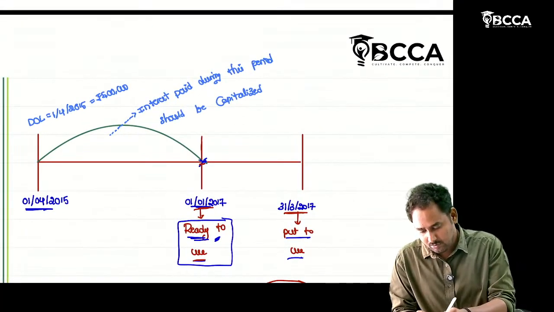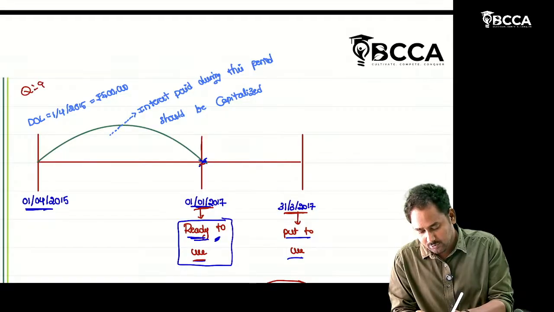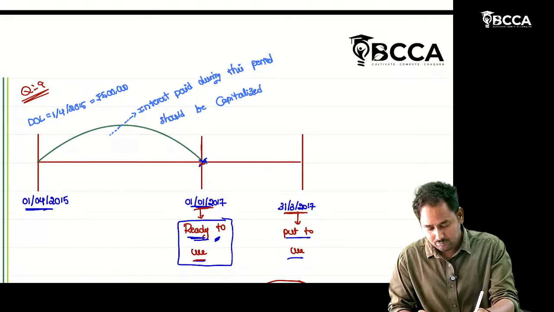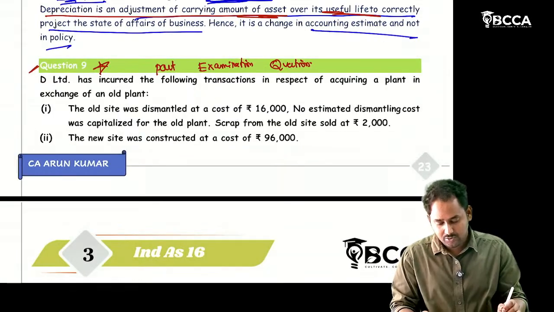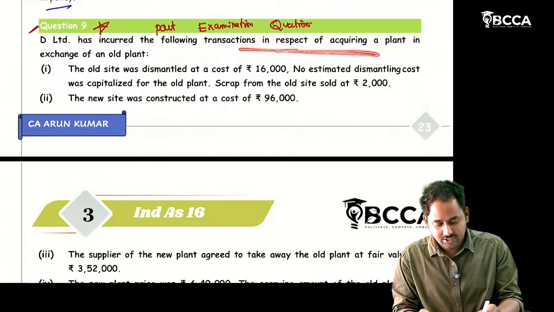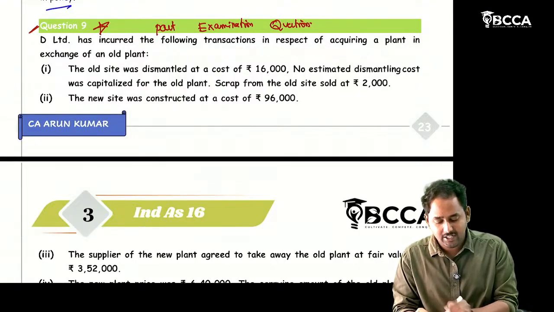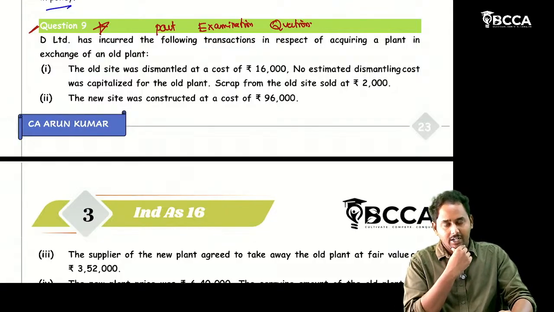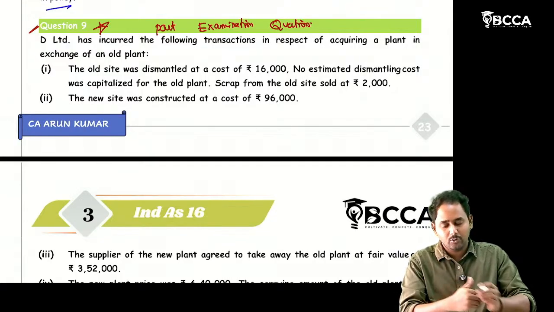Question number, please tell me the question number. Question number 9. Let's read the question first. D Limited has incurred the following transactions in respect of acquiring a plant in exchange of old plant. So they are acquiring a new plant, right? How are they acquiring it? In exchange of the old plant.